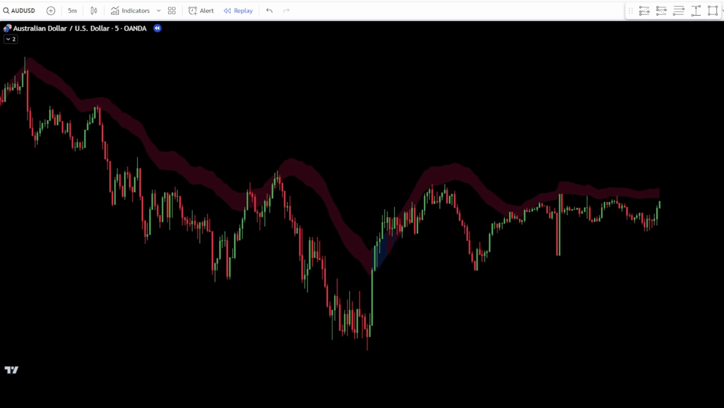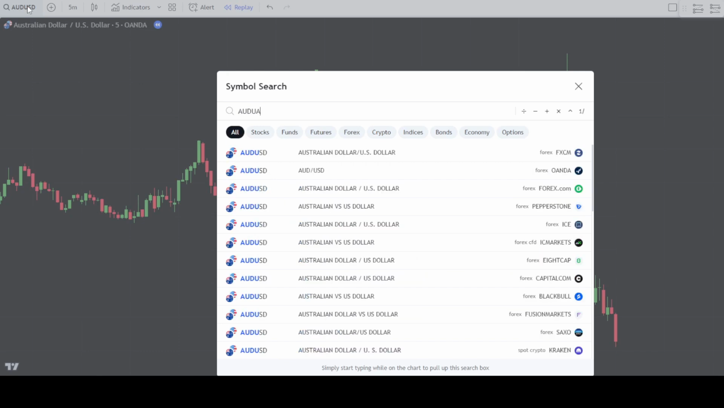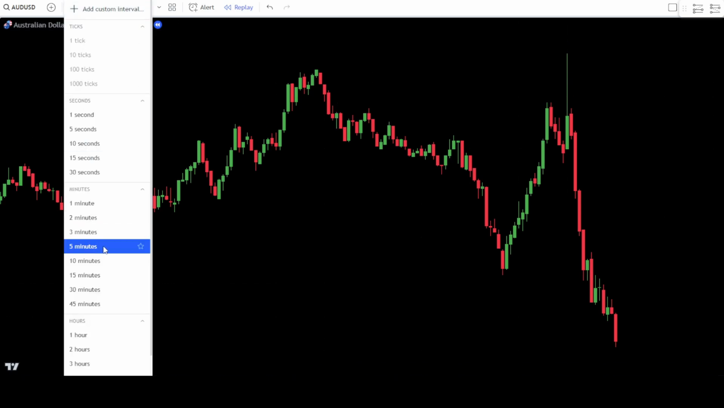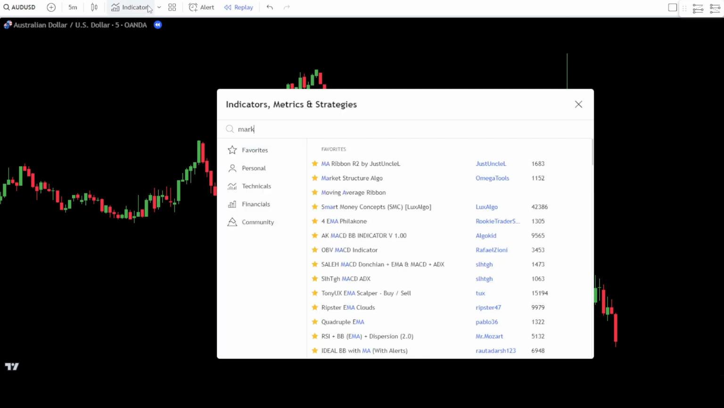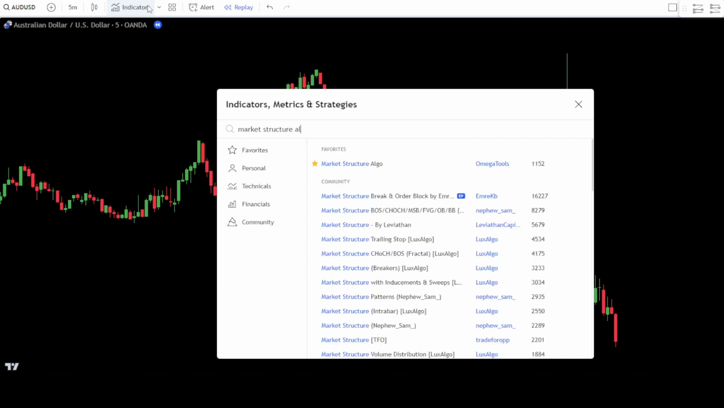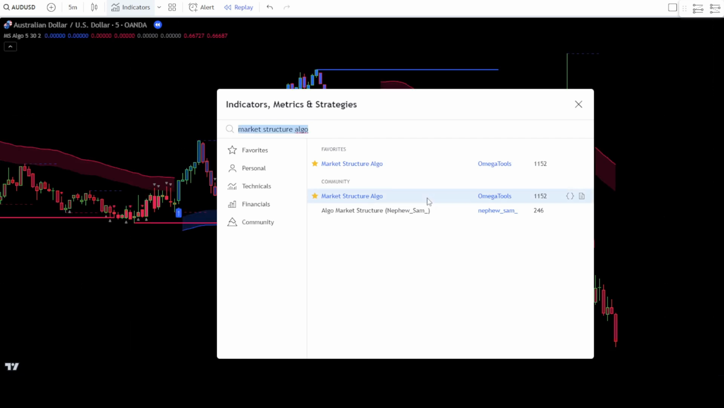First, you can go to Tradingview. In this example, we will use this scalping strategy on the Australian dollar versus US dollar, so now, set the pair to the Australian dollar versus US dollar. Then set the time frame to 5 minutes. After that, go to the Indicator Search tab. In the Indicator Search tab, type in Market Structure Algo. Then, select Market Structure Algo from OmegaTools.